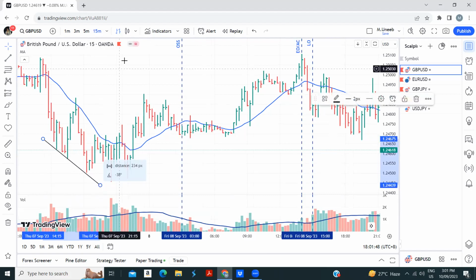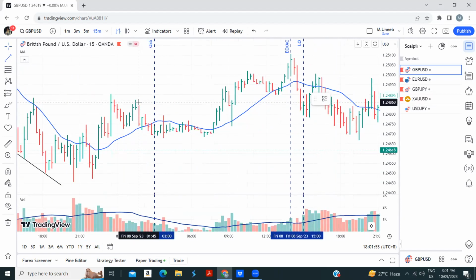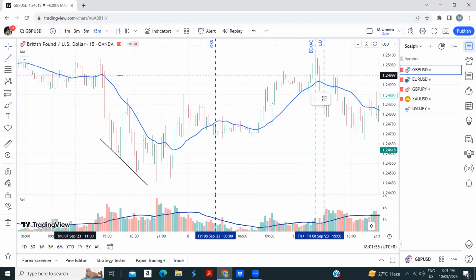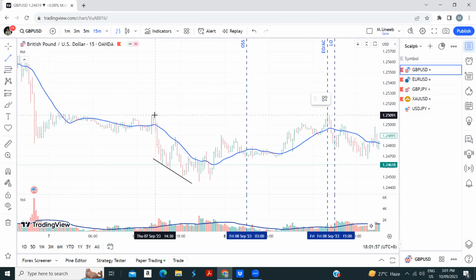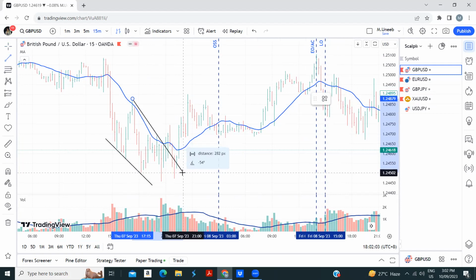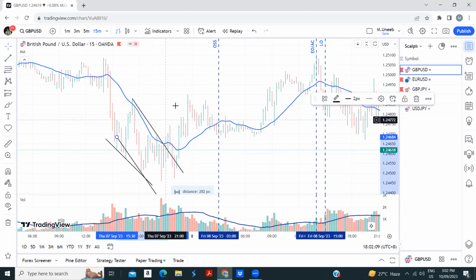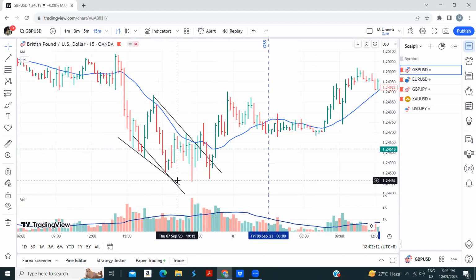So I will not draw the major structure. If you want to draw the major structure, you can draw. This is the first higher high. If you draw this structure here, from here, the first lower high was from here. If you draw the structure like this, you're going to see it between this and this, right? And now we have to draw the SOT line, the dotted line.